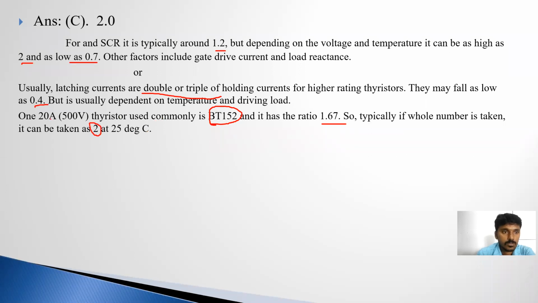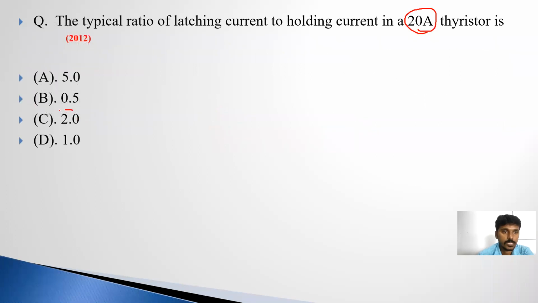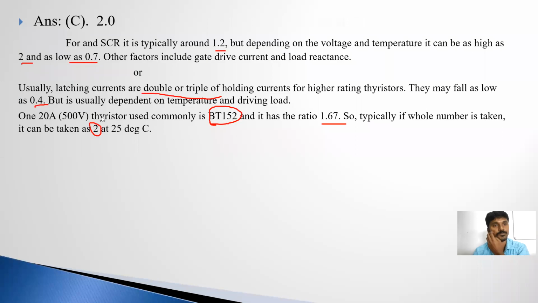Clear? So for a high current and high voltage rating thyristor, the ratio of latching current to holding current, we generally take as 2. You have to remember this. This is not a numerical, this is not a question; you have to remember this.